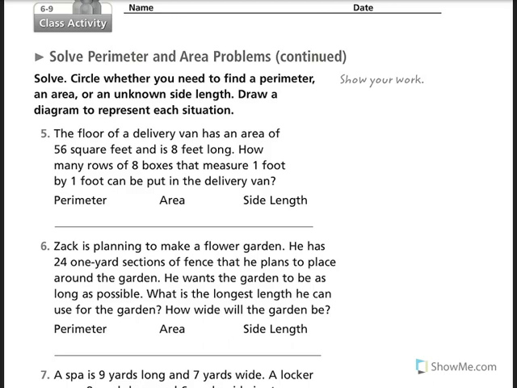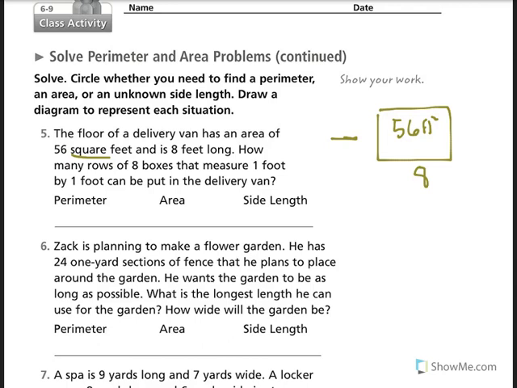This is just continuing with the same thing. The floor of a delivery van has an area of 56 square feet. Ooh, there's a big hint. Square feet. I know already that that's the area. So 56 feet squared. And is 8 feet long. Ooh, there's another hint. There's one of our dimensions. How many rows of 8 boxes that measure 1 foot by 1 foot can be put in the delivery van? So they want to know how many rows there are, if all the boxes are 1 foot by 1 foot.